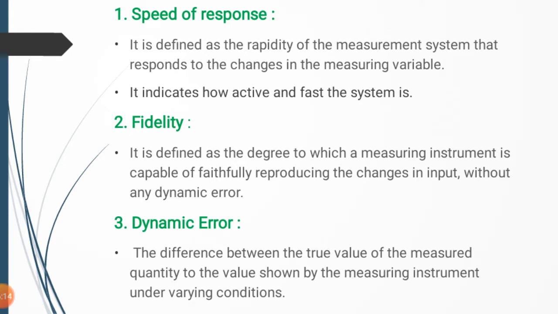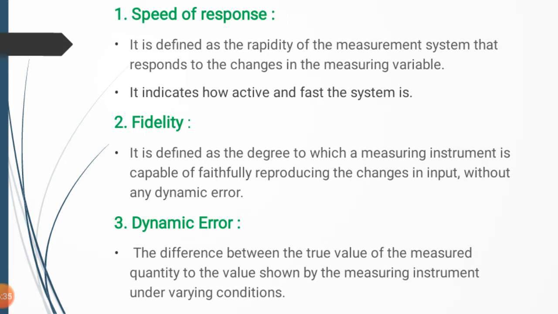Next characteristic is the dynamic error. The dynamic error is the difference between the true value of the measured quantity and the value shown by the measuring instrument under varying condition. It is one type of error, that is the dynamic error. It is a difference between the true value of the measured quantity.